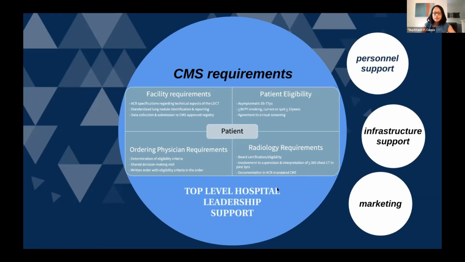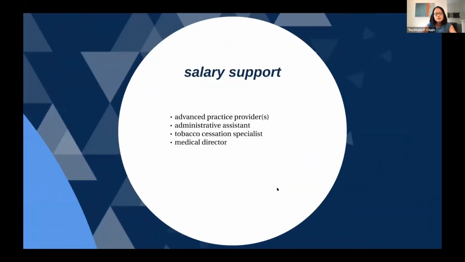And let's be honest, whenever we talk about getting support from the hospital leadership, we're really talking about salary support, right? And so it's important to get salary support for your advanced practice providers who do lung screening. I think it's extremely important to have an administrative assistant who has some time dedicated to lung screening. It's very easy to say, oh, the advanced practice provider can do all the database managing and send all the recall letters. But as soon as your program grows and you start getting a lot of patients, it actually becomes quite an arduous task. And really, you want your advanced practice provider to be seeing patients, not sending out letters and updating the database.